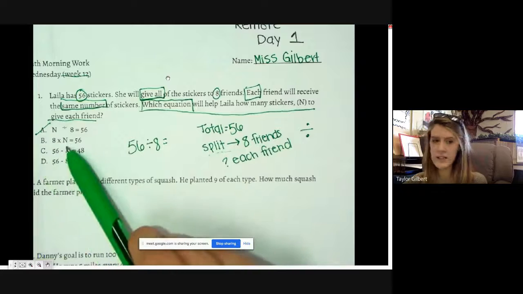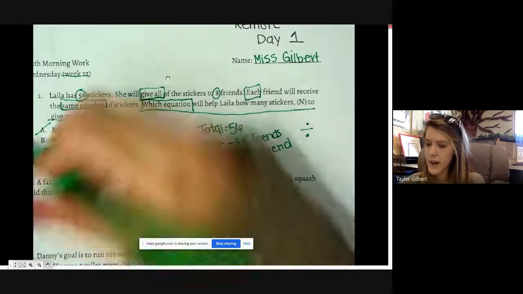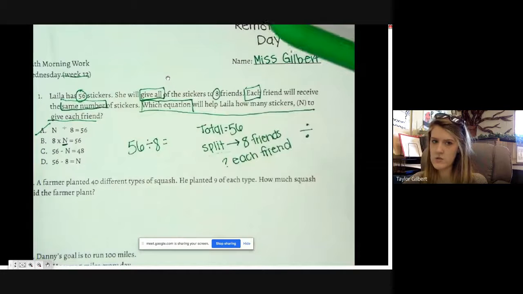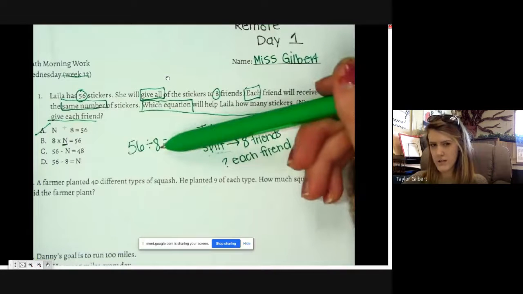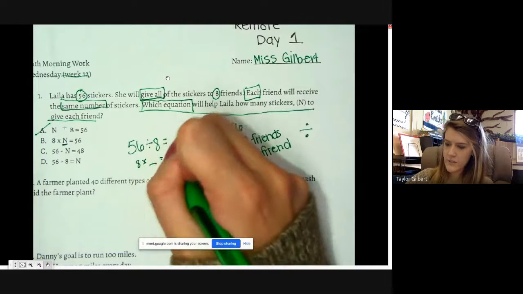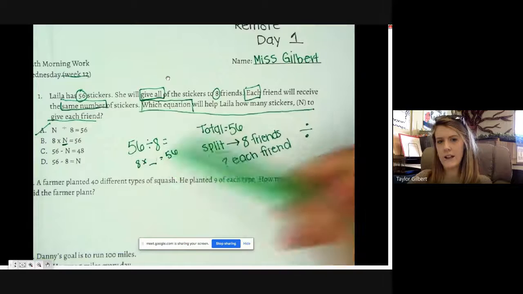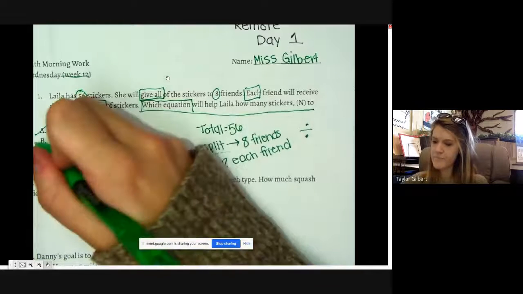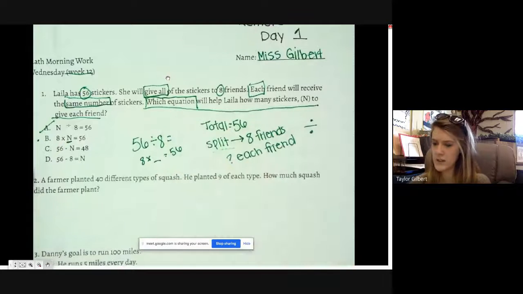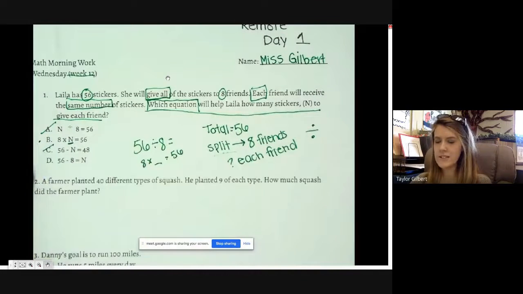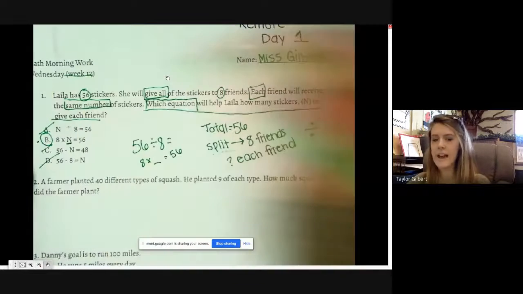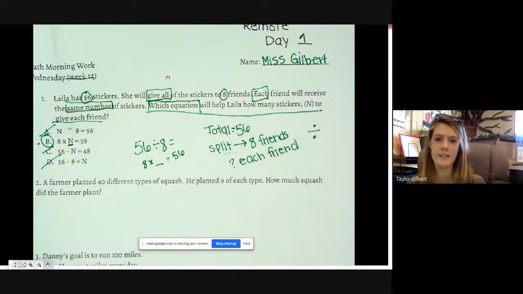8 times n, so remember n stands for the amount of stickers each friend gets, equals 56. Well, we didn't multiply, but this is the same as saying 8 times what gives me 56. Remember, we could rewrite a division equation. That could be it. 56 minus n equals 48. We're not subtracting. And 56 minus 8. Nope. So B. 8 times n would give me 56.